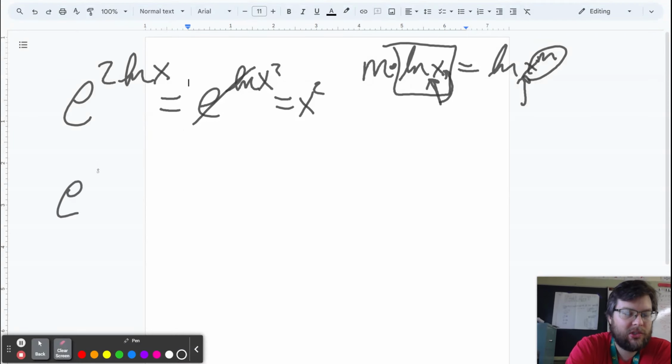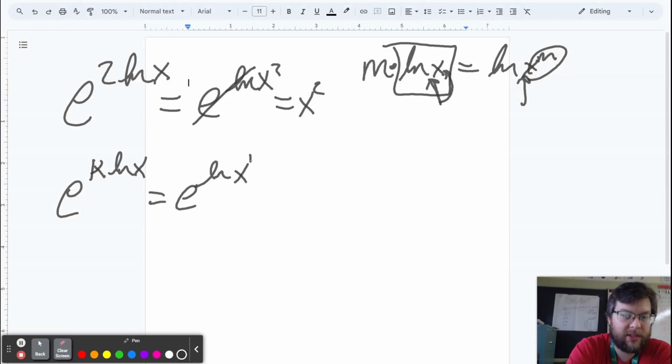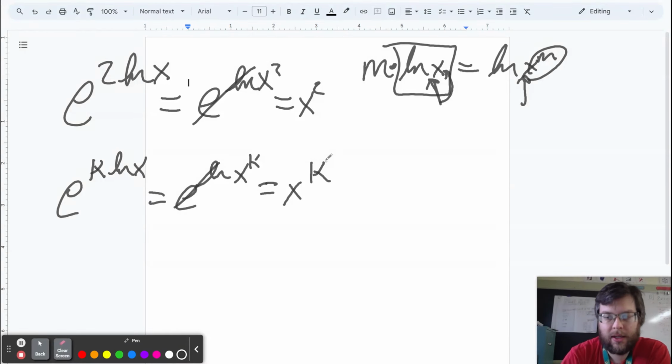If I had e to the k ln x, I can write that as e to the natural log of x to the k, and I can cancel out the e and the natural log and get x to the k. Okay, so these are persistent things I've seen with exponential functions, simplifying them and integrating them.